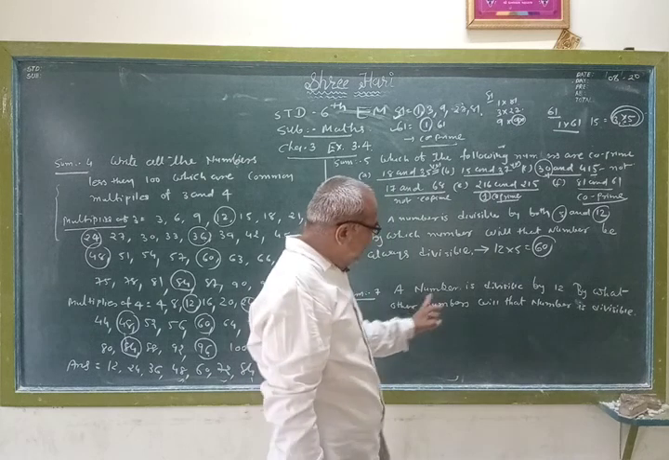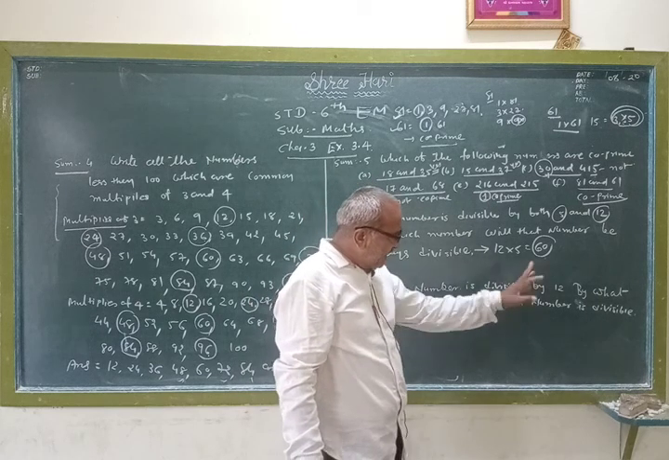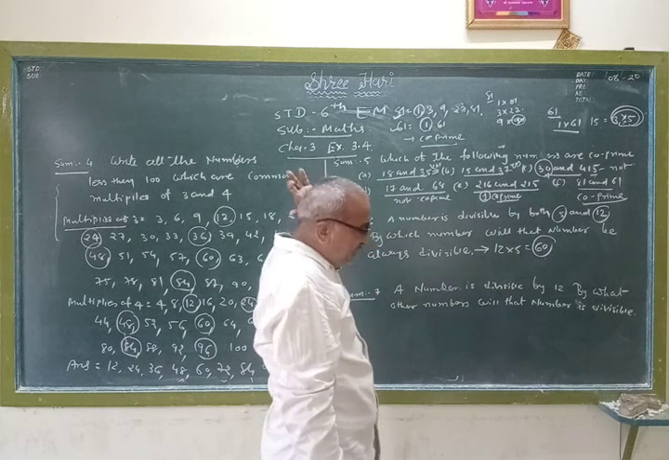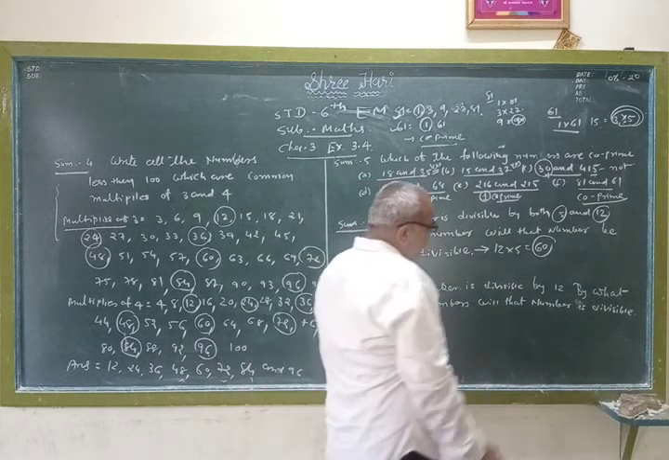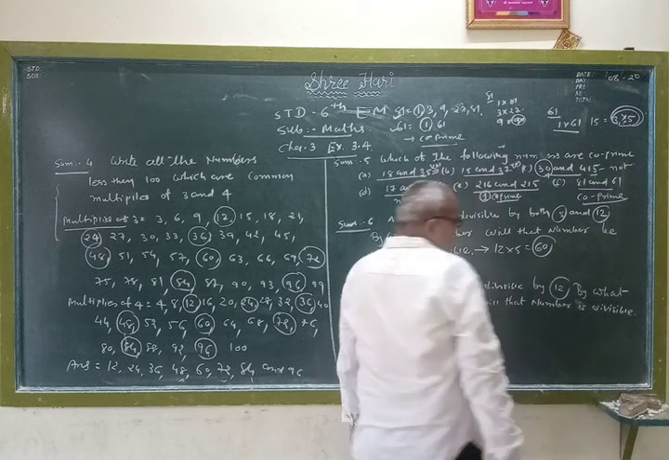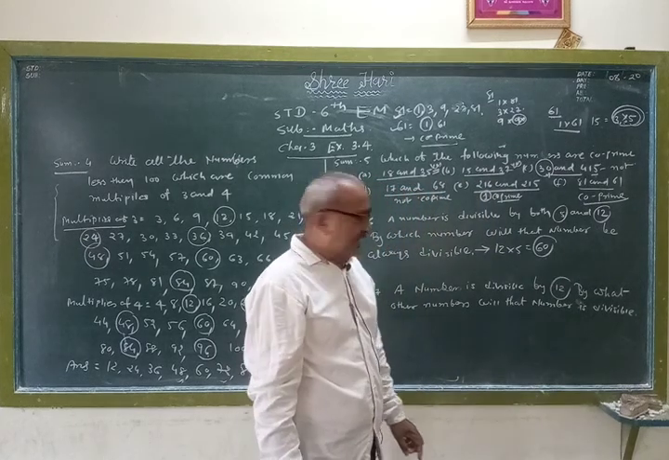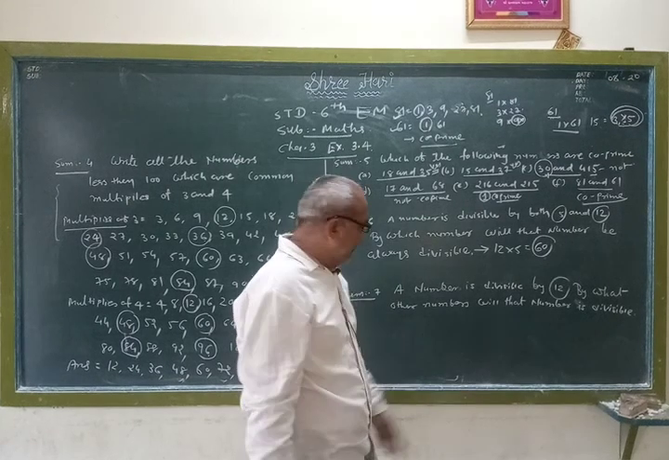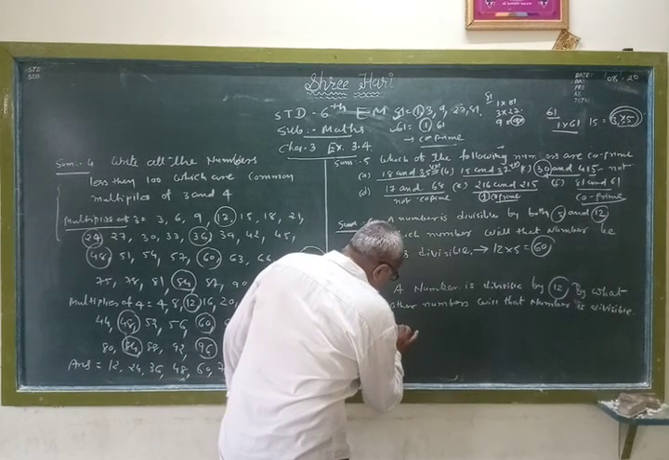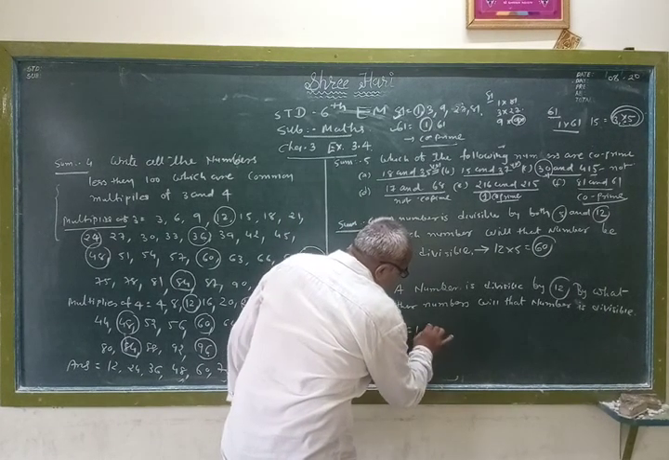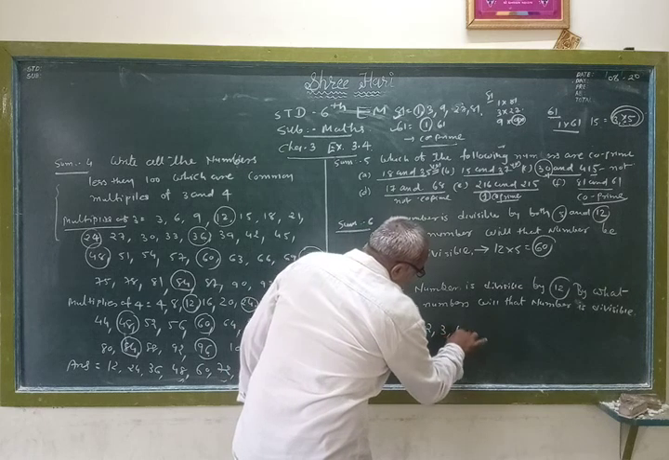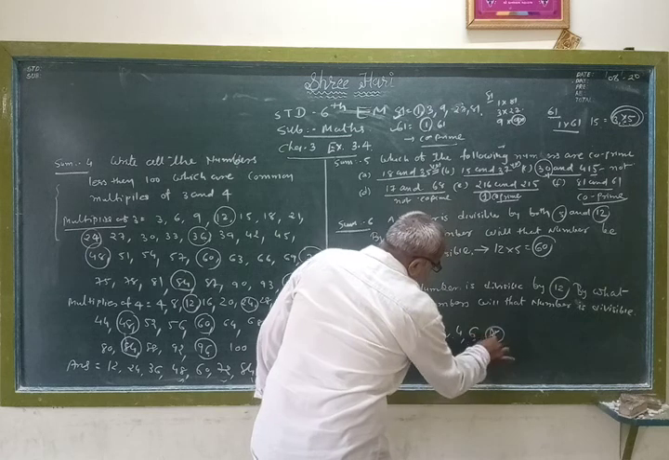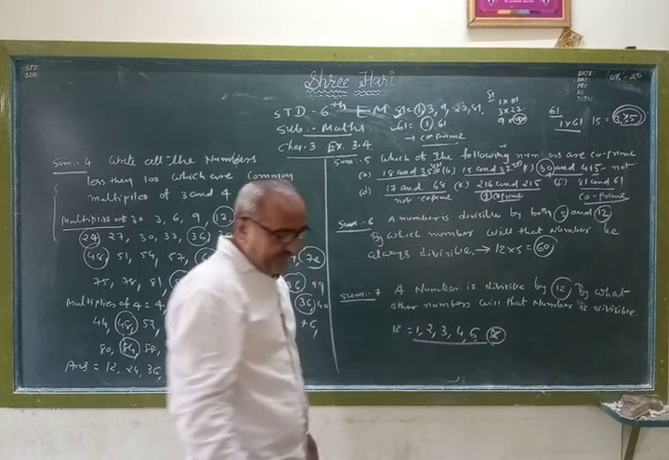So a number is divisible by 12. By what other number will it be divisible? There is a number which is divisible only by 12. So which other number will it be divisible by? So the factors of 12: factors of 12 are 1, 2, 3, 4, 6 and 12. But here we have been given 12. So 1, 2, 3, 4 and 6.